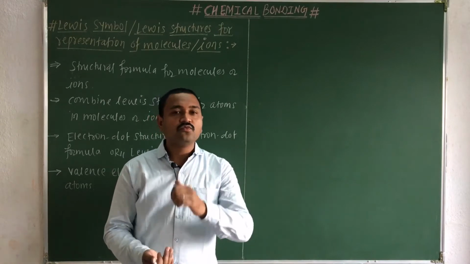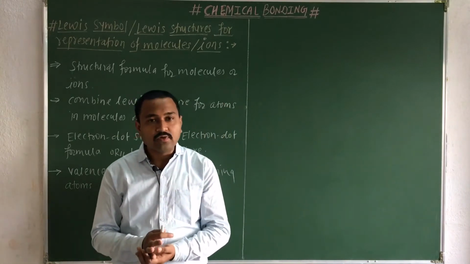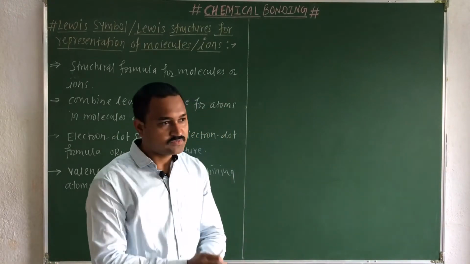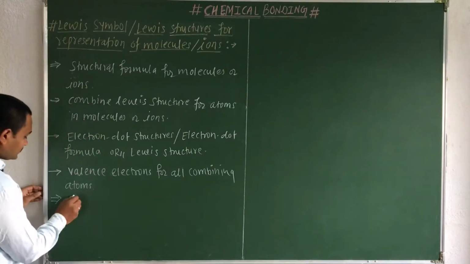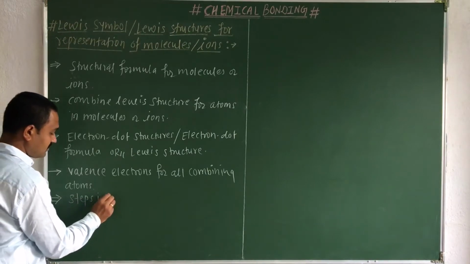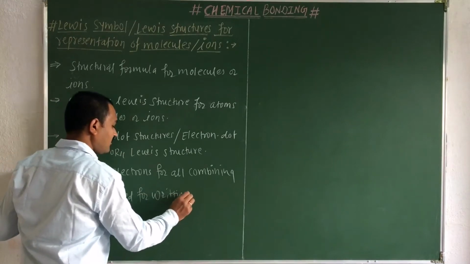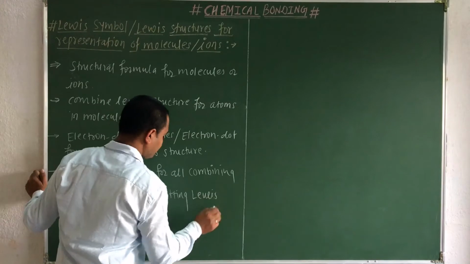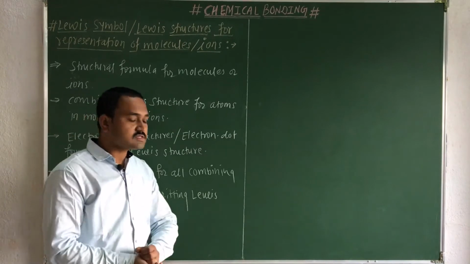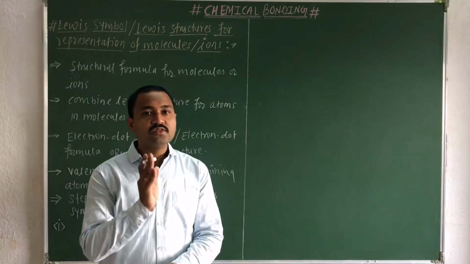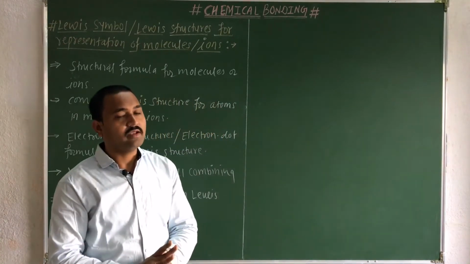If we have to write down the Lewis structure for a molecule or ion, we have to follow a few steps. So let us consider the steps involved in writing the Lewis symbol. Which is the first step? We have to combine the valence electrons of all combining atoms to get the total number of valence electrons.